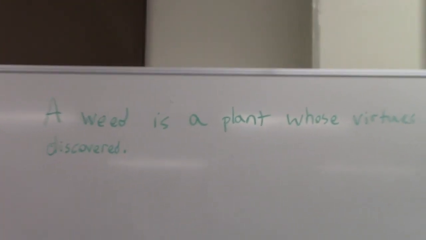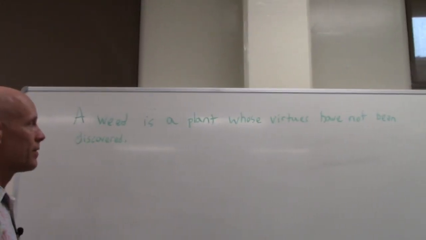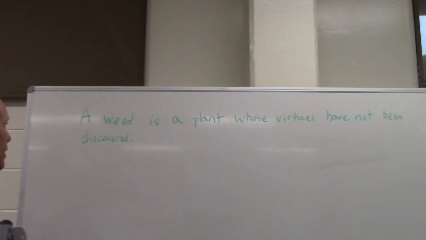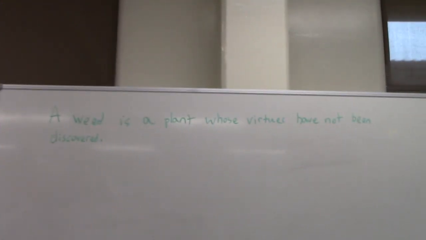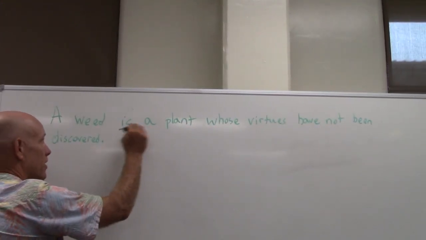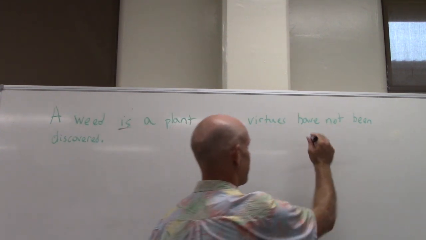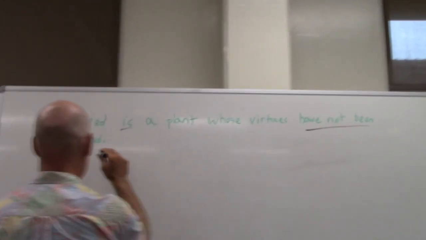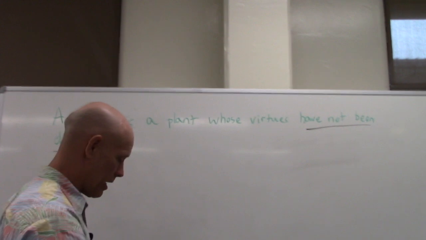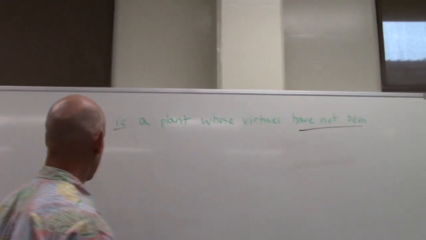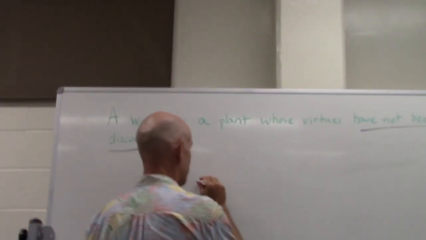Can you read that one for us, Kenny? A weed is a plant whose virtues have not been discovered. Okay, so, as I diagram this, I'm going to look for my verb action here, and I'm going to try to identify what my main clause is. And this one's pretty straightforward.